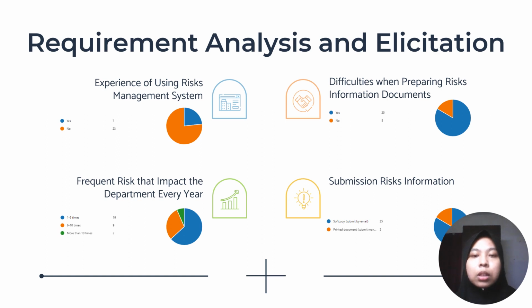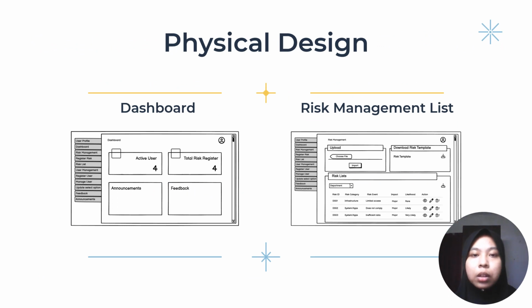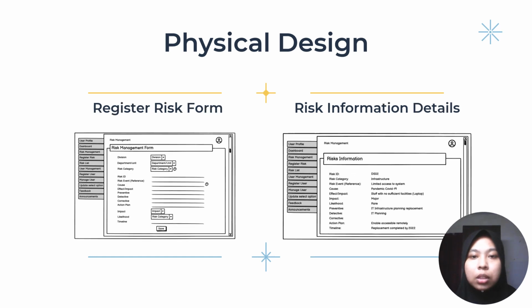Next, requirement analysis and elicitation that shows the experience of using management systems, frequent risks that impact the department every year, and difficulties when preparing risk information documents and submitting risk information. This is a sample of the physical design, which is the dashboard, risk management, register risk form, and register risk information details.